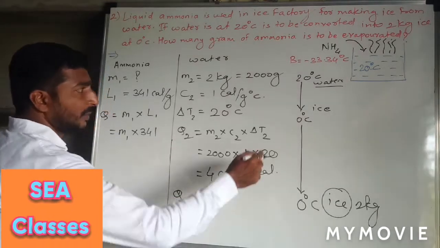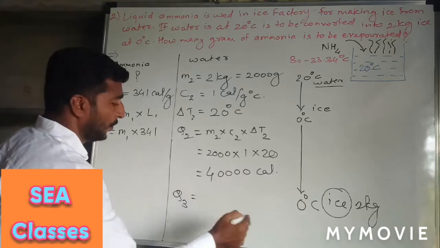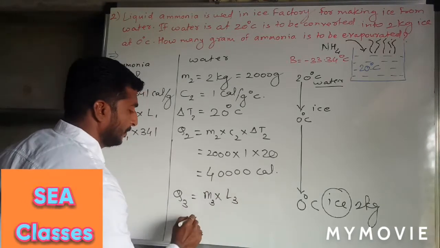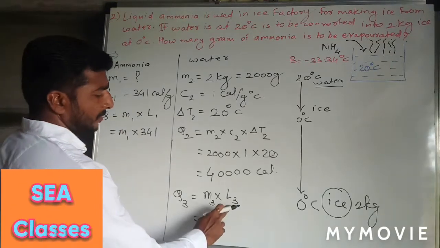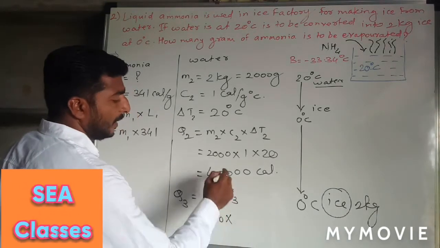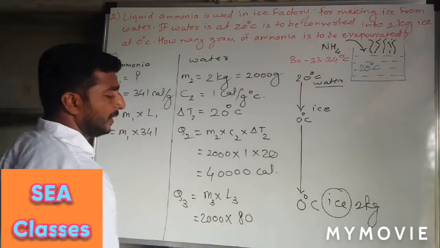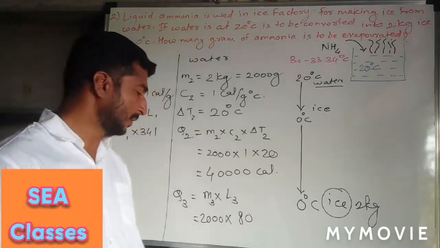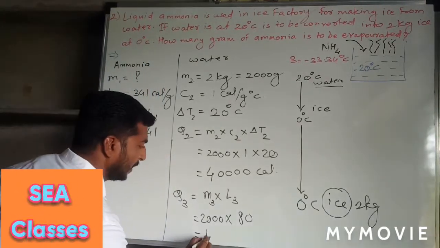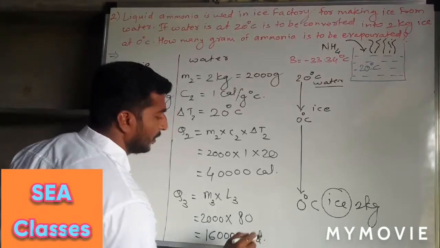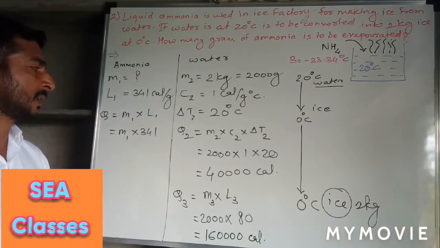So what will be the next thing here? Q3 is equal to, now there is a change in the state, so for that purpose we have to consider M3 into L3. What is the latent heat of water? The mass is 2000 definitely, and L3 is 80 calorie per gram, the latent heat value of water. Now if you calculate it, you will get 160,000 calories of heat taken here.